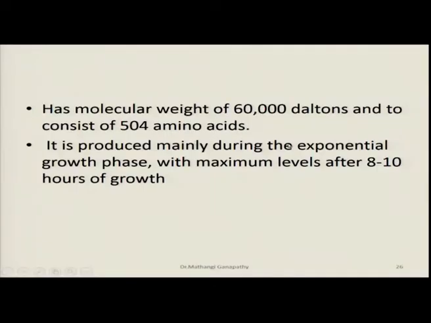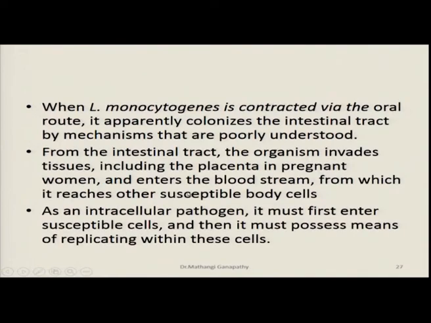The Listeriolysin which is secreted by the organism has a molecular weight of 6000 Daltons, and it is made up of 504 amino acids. And when does the organism secrete this? At the exponential phase of the growth, with maximum rate up to 8 to 10 hours after the hours of growth. And when the organism is consumed orally, it first colonizes the intestine, the human intestine. How this colonization happens is something which is really not known.